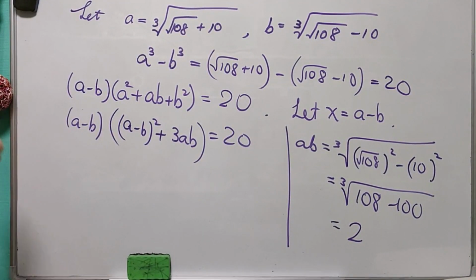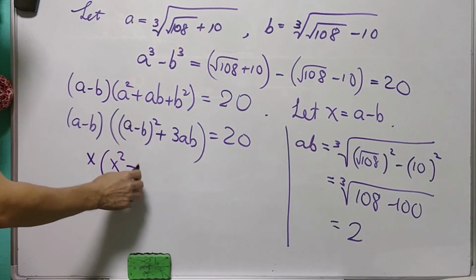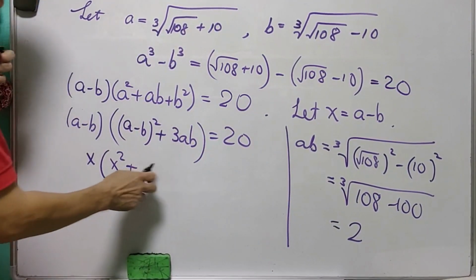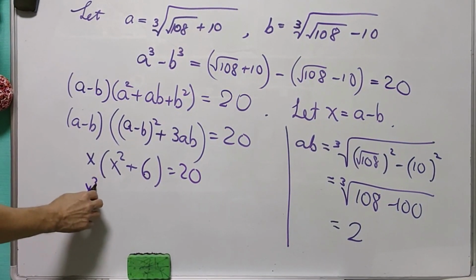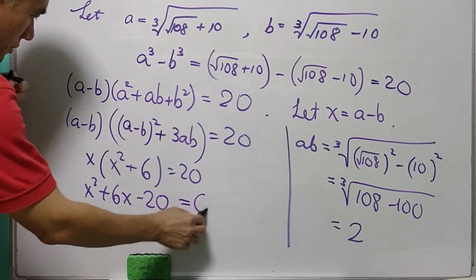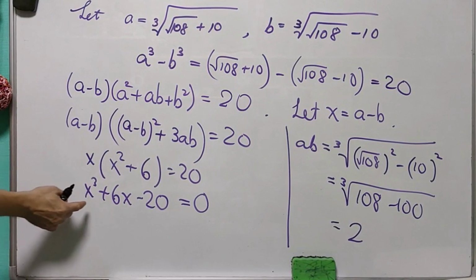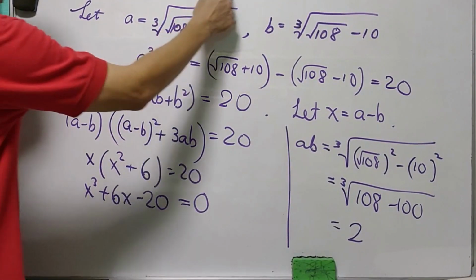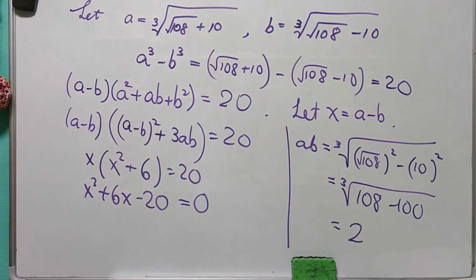Now we are ready to solve the equation. So this is x times (x squared plus 3AB). AB equals 2, so 3AB equals 6, and this equals 20. So this is x cubed plus 6x minus 20 equals 0. Notice that x equals 2 is one of the solutions. Actually, we can cheat a little bit from the question. We just need to verify that x equals 2 is the answer.